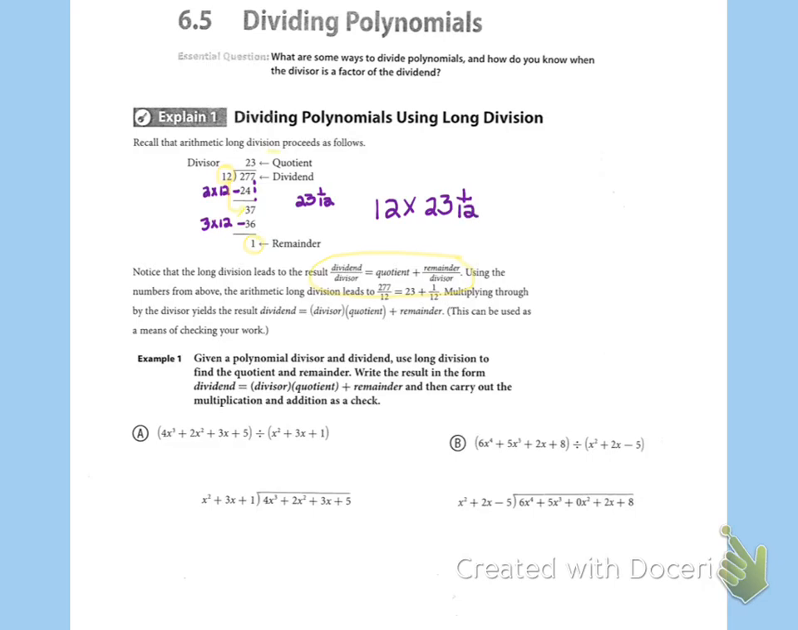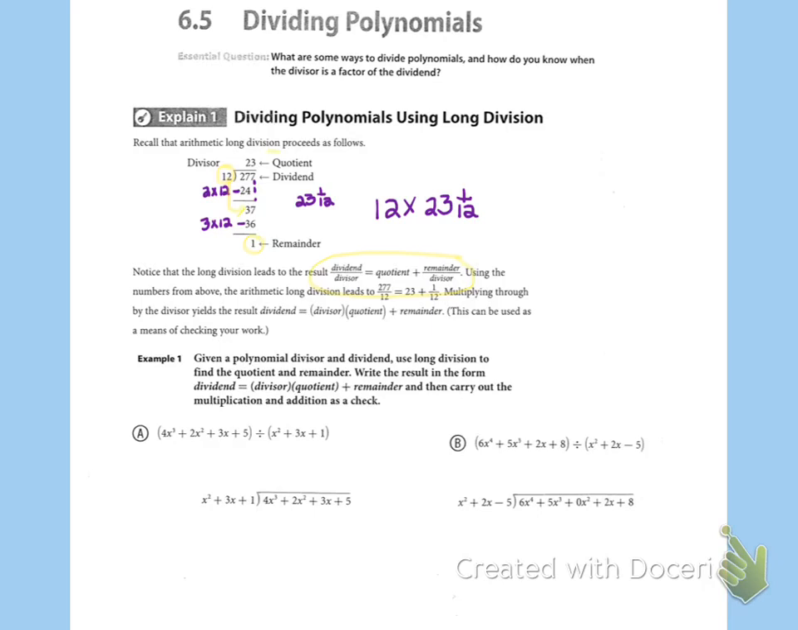Well, we can use this same method to divide polynomials. In the following lesson, we will be looking at a different way, which is called synthetic division, but in this lesson, we're going to be looking at using this long division process to divide polynomials. So here's an example. I would like to divide 4x cubed plus 2x squared plus 3x plus 5 by x squared plus 3x plus 1.